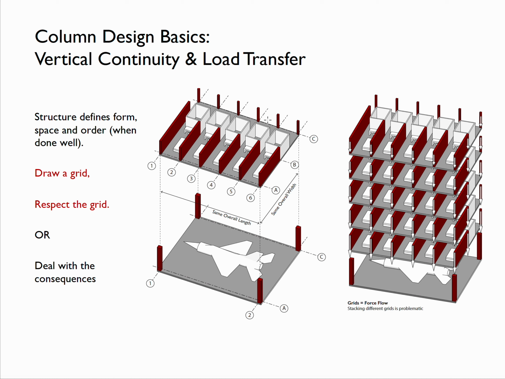Transitioning now to what columns are used for, the idea of the column is that, of course, it's a way of allowing forces to work their way down and through the system. It's a sense of vertical continuity for load transfer. So we haven't talked much about this at this point, but one thing that columns or walls are useful for is the idea that they help establish a grid. So my idea here is that the structure is going to help us to define the form, space, and the order, at least when it's done well.